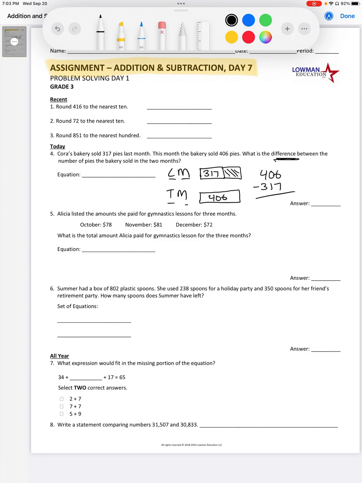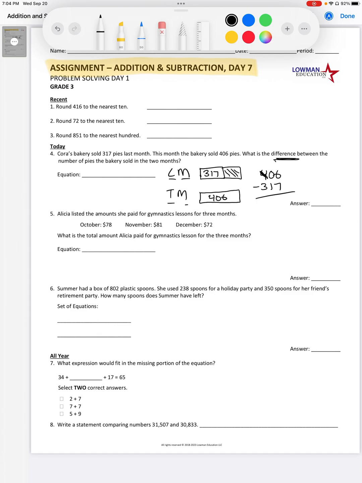But in the standard algorithm, if we want to subtract, we start in the ones column always. 6 minus 7, can't do that. If I have 6 things, I can't take 7 away. Normally what we do is we come on over and we regroup. Well, I don't have anything in the tens column to take from. So I'm going to go over here to the hundreds column.